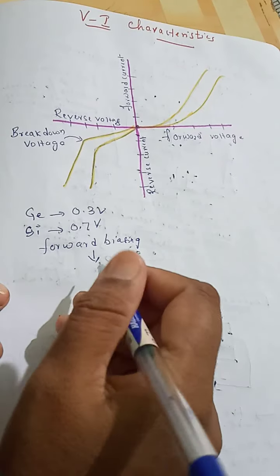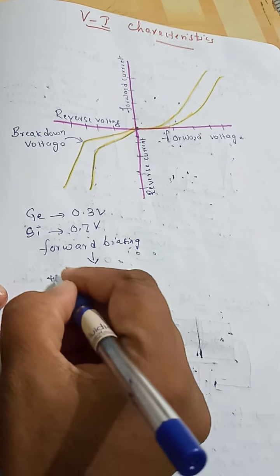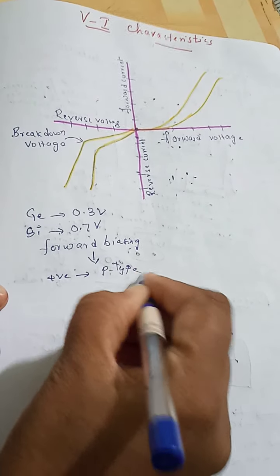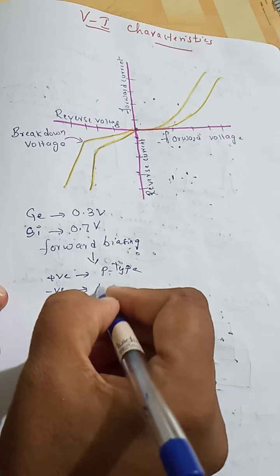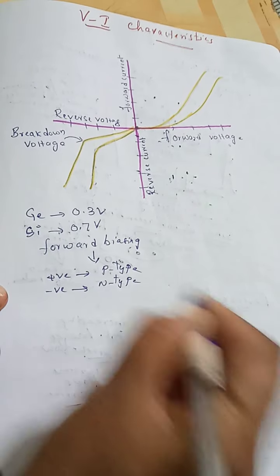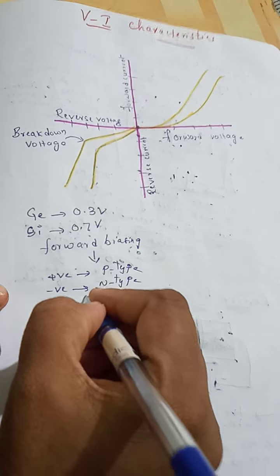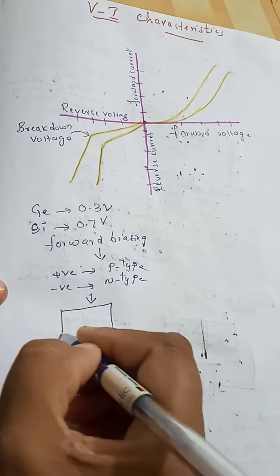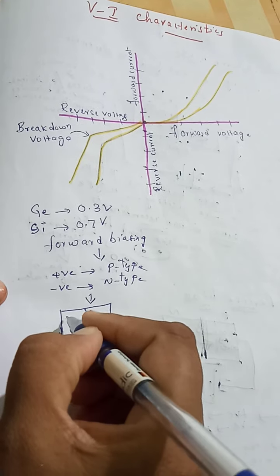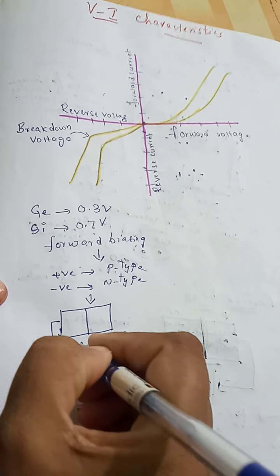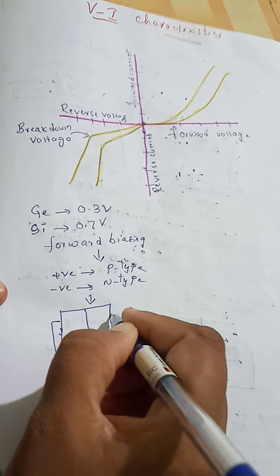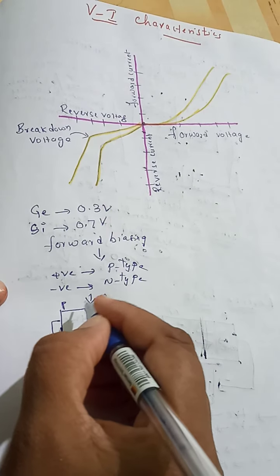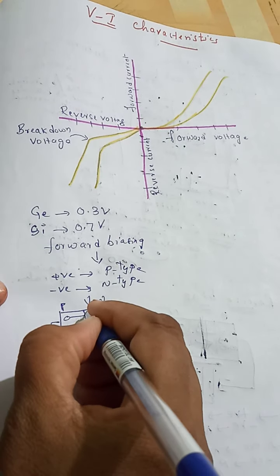So forward biasing means connecting positive terminal of battery to P type, negative terminal of the battery to N type. So this we call it as forward biasing. So in such a way, positive terminal is connected to the P type and negative terminal is connected to the N type. So due to that, what is happening?